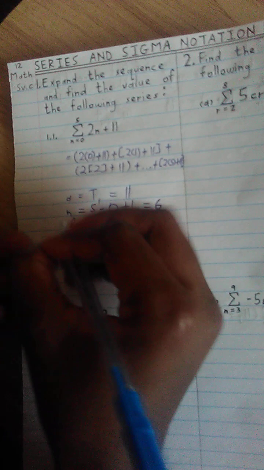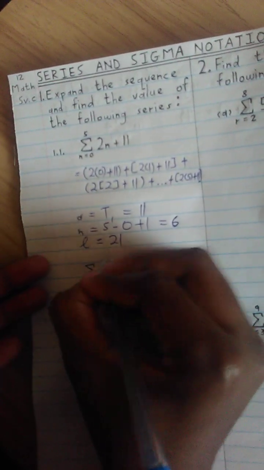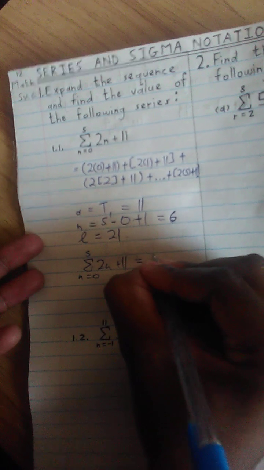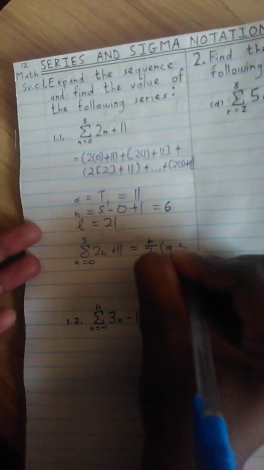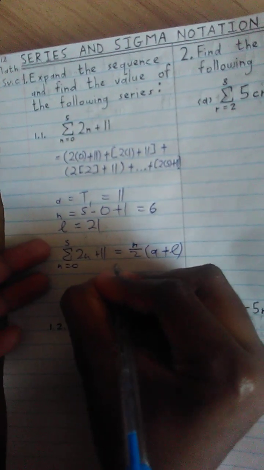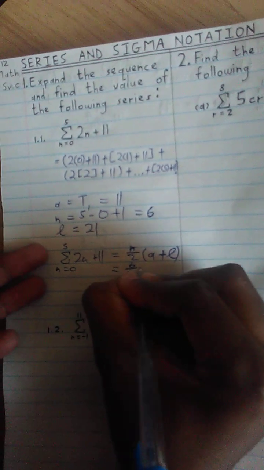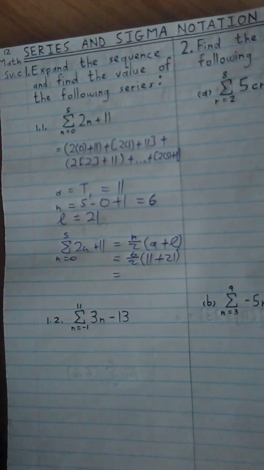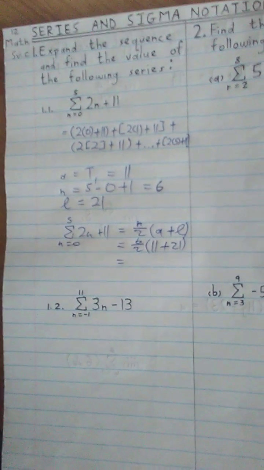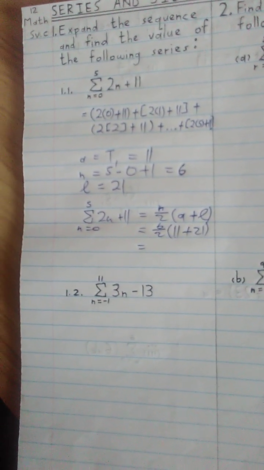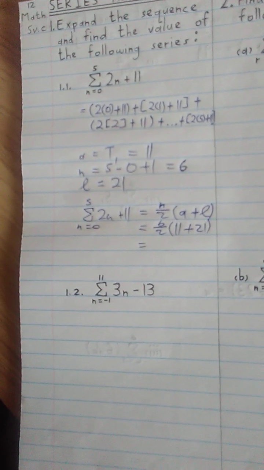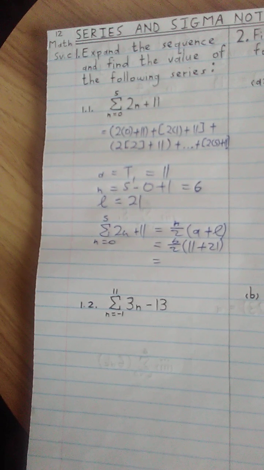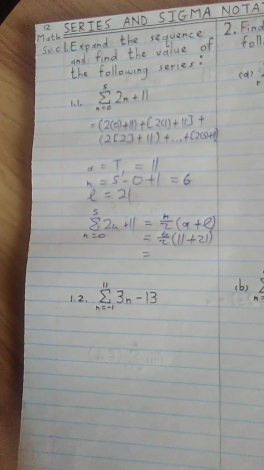So I'm going to say this. From n is 0 to n is 5, N over 2 times A plus L. So it's just going to be N is 6 over 2, A is 11 plus 21. So the answer I'm getting is 96.